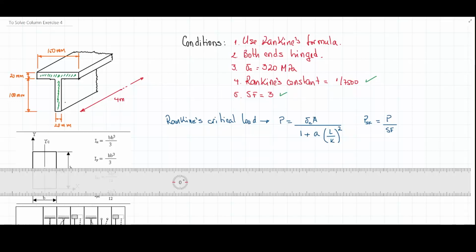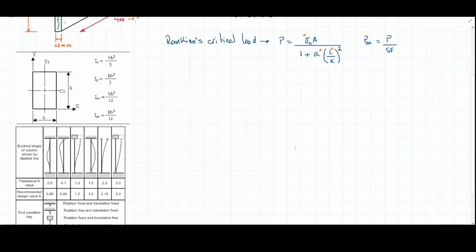Now, let's do an inventory of what we have here. I have the crushing load, which is given in point number 3 here. I have Rankine's constant, which is given in point number 4 here. I have the length of the beam, even though the physical length is 4, and this is what's represented as L lowercase. I can determine the value of this effective length because I know that it depends on the ending condition, which in this case is both sides hinged.